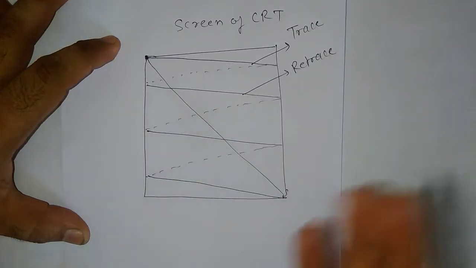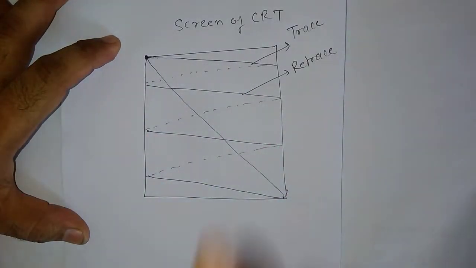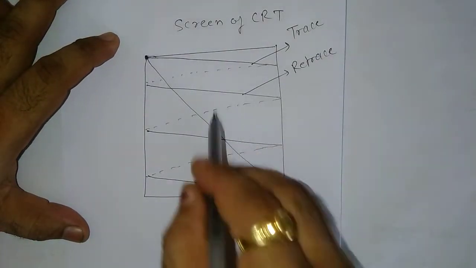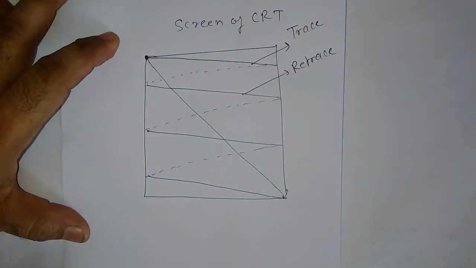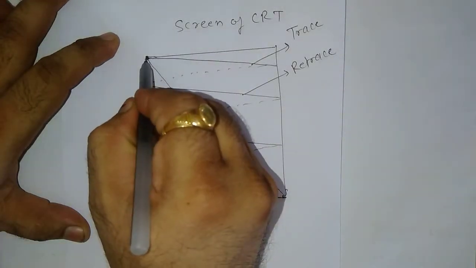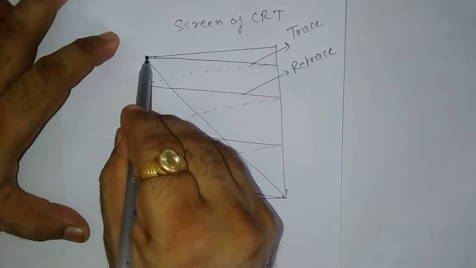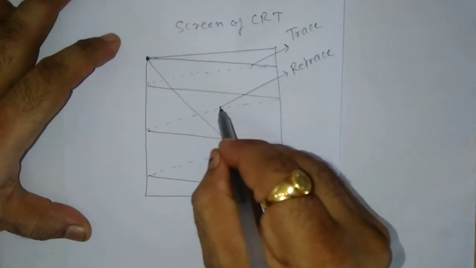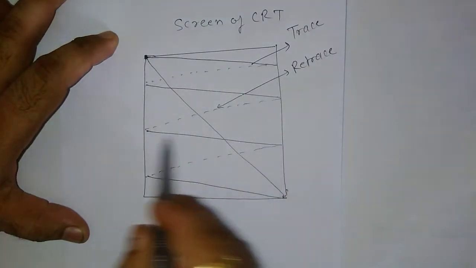Until then the vertical signal must be there, because if the vertical signal is not applied, after some time the horizontal amplifier will continuously only move like this. After tracing horizontally, it should move vertically, so there should be a gap between two horizontal scans. When the electron beam is on, it is called trace, and when the electron beam is off, it is called retrace. So continuous tracing and retracing is done on the CRT screen.